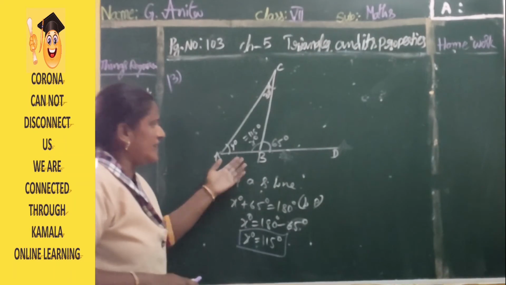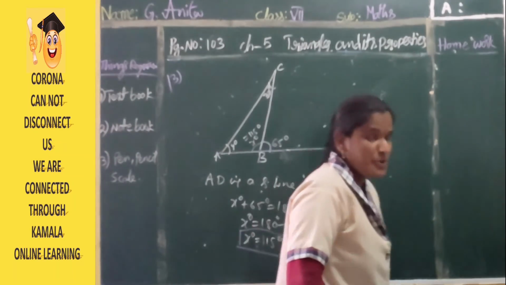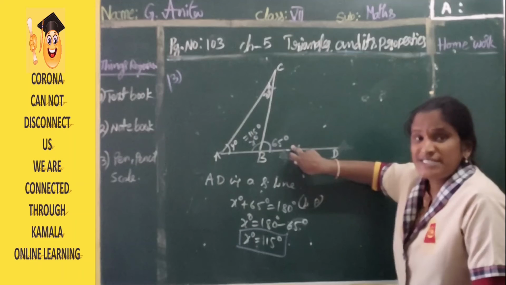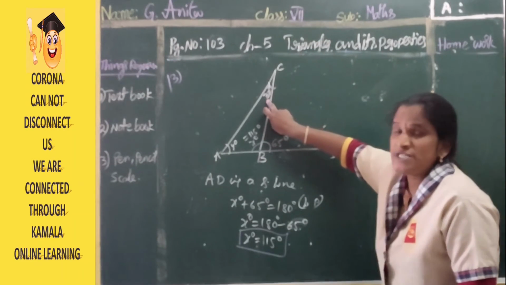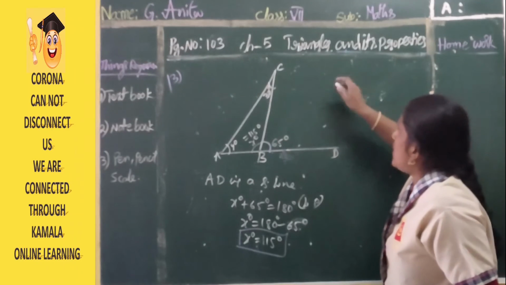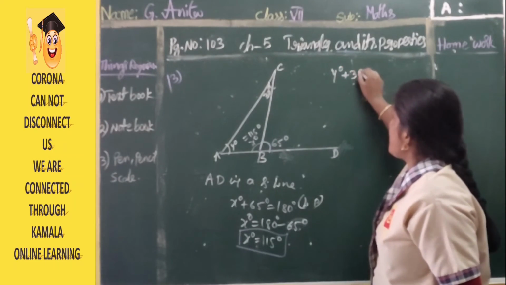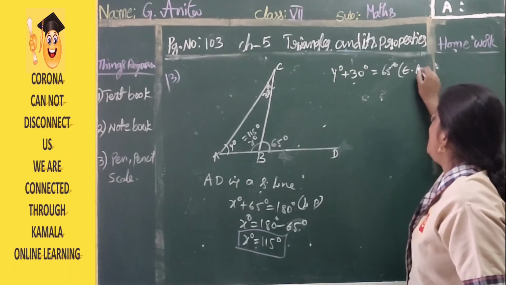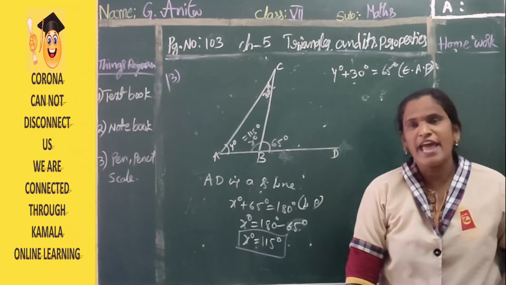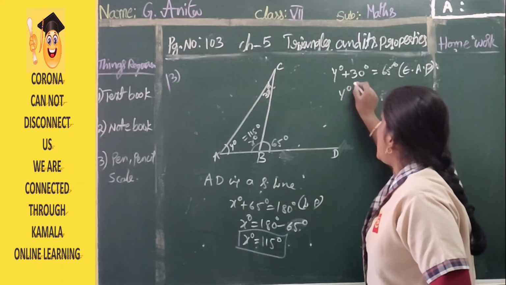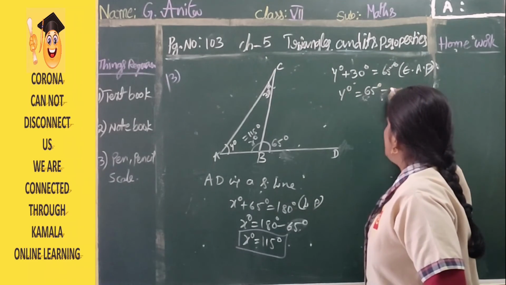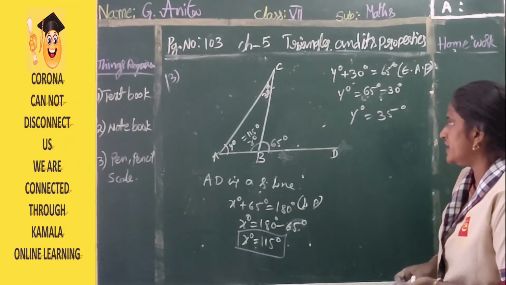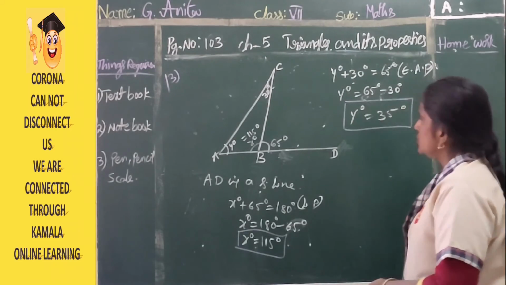And one more we can take here. Which property? The exterior angle property we can use. So the exterior angle is nothing but 65 degrees. The exterior angle is equal to the sum of the opposite interior angles. So Y degrees plus 30 degrees is equal to 65. Here we are using the exterior angle property. Keep Y degrees here only, and 30 will be transposed to that side as minus 30 degrees. Then Y degrees is equal to 35 degrees. Okay, children, got it? So Y degrees is equal to 35 degrees.